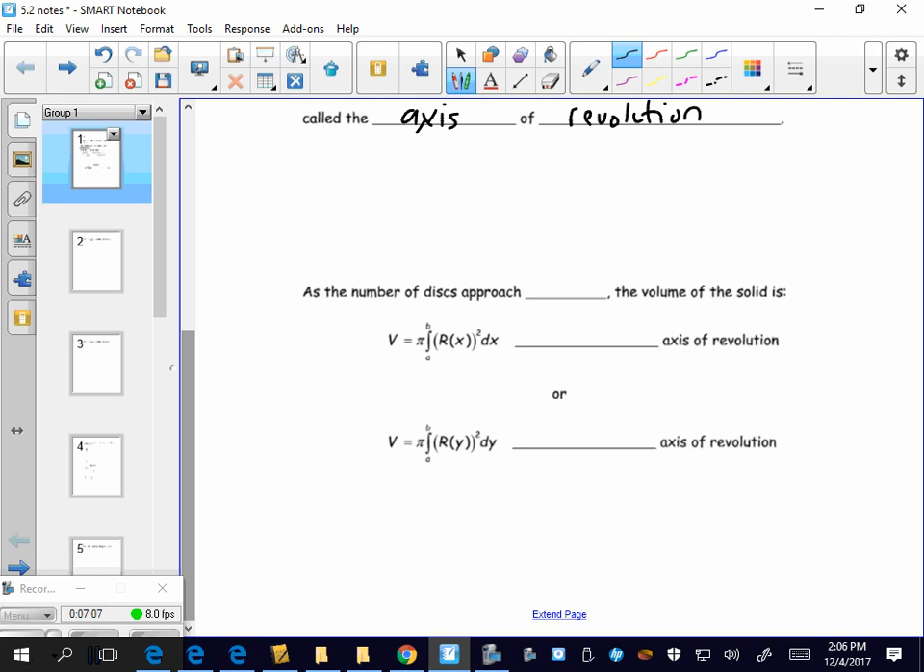So as the number of disks or circles approaches infinity, the volume is going to become, if you look at this, pi r squared. Now we can pull the pi out to the front, which is why the pi is in the front there, but it's really just adding up a bunch of pi r squareds. So you could write it like this.